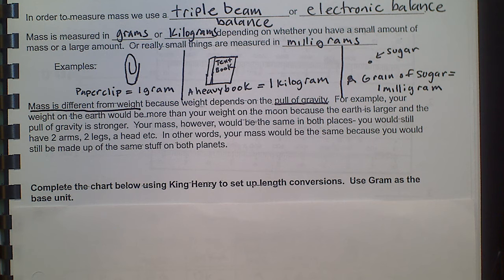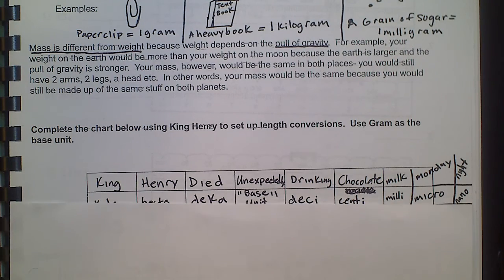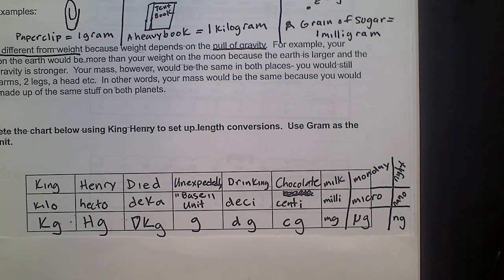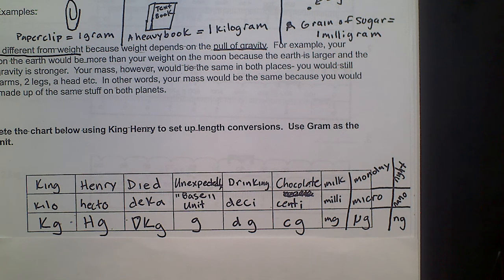So below, you're going to complete a chart using the King Henry setup that we talked about in the last video, and we're going to use grams as our base unit. So here I filled in the chart. The chart you have in your book is actually too small, so I had to go in and add 2 more rows. So sorry about that. If you want to do it on a separate sheet of paper and then tape it over this one, you're welcome to, especially if you have big handwriting like I do. And you're just going to use the chart we did in the notes before to fill this out.